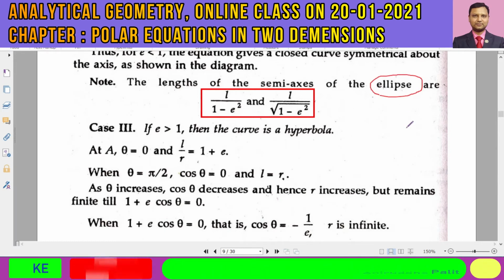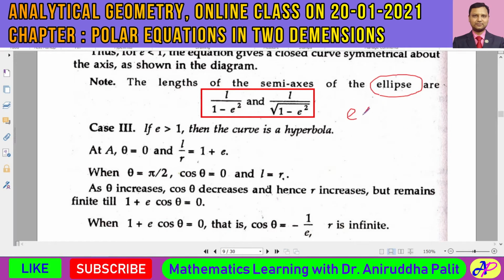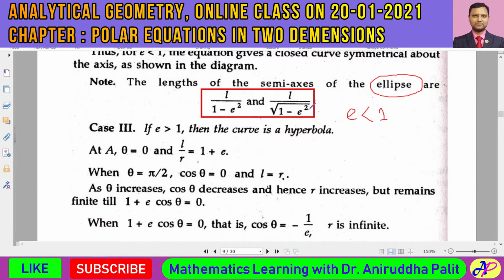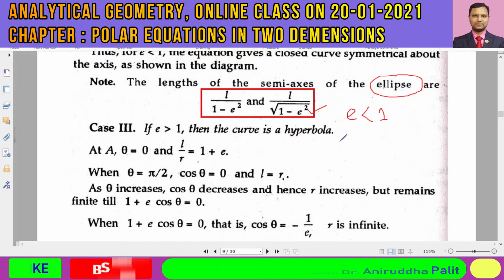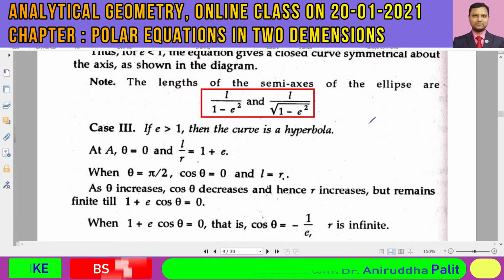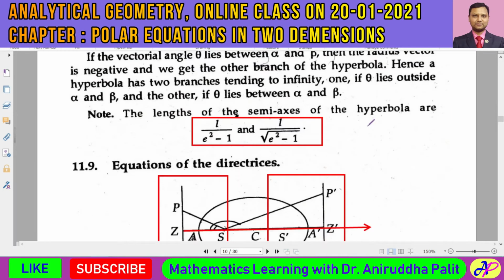This is all about the ellipse, because in case of an ellipse we know that e is always less than 1, and that's why 1 minus e square is a positive quantity. But in case of a hyperbola, this e is greater than 1. That's why in case of a hyperbola, it can be proved that in place of L by root over of 1 minus e square, in the denominator root over of e square minus 1 is there, because of the fact that e is greater than 1. So be very careful.